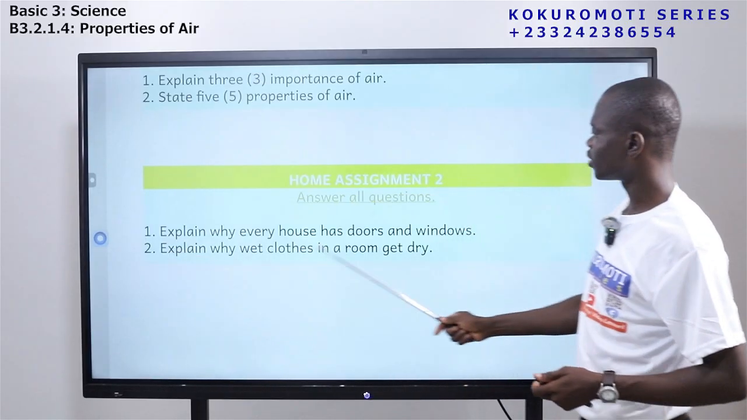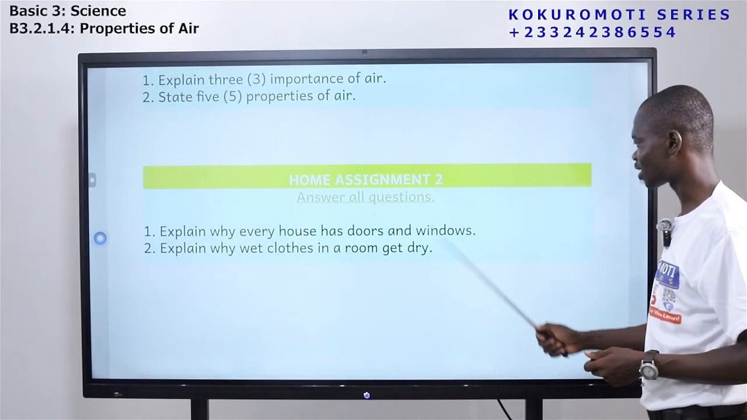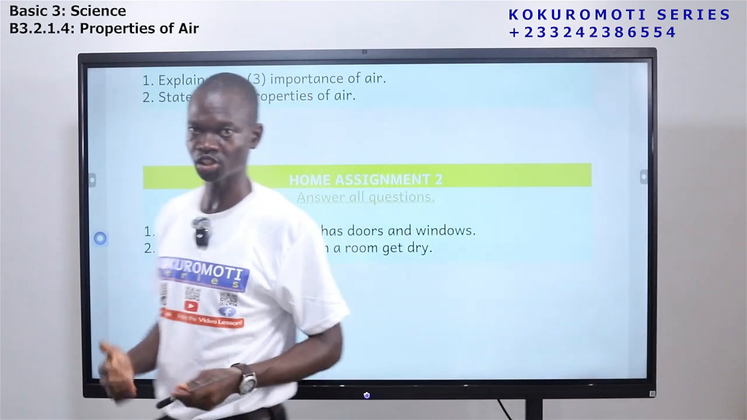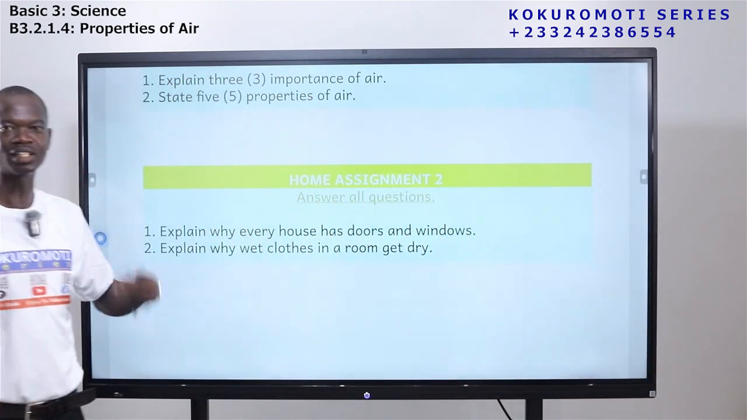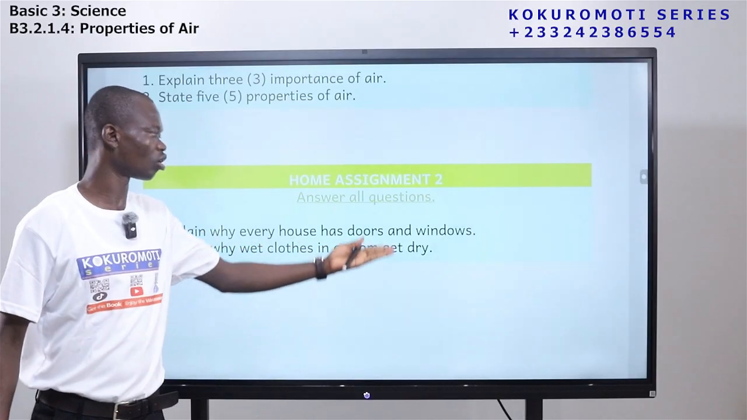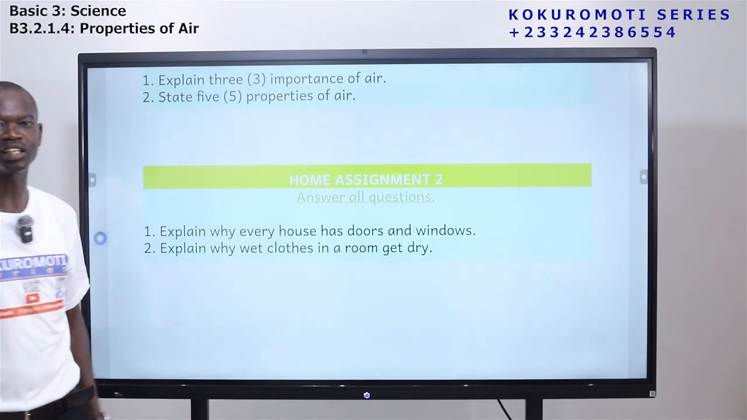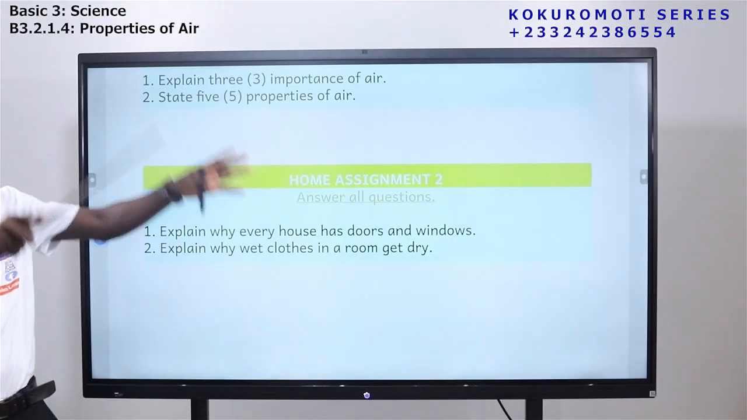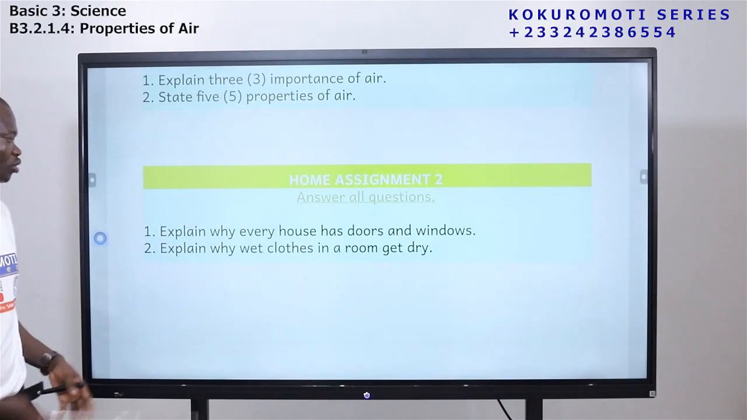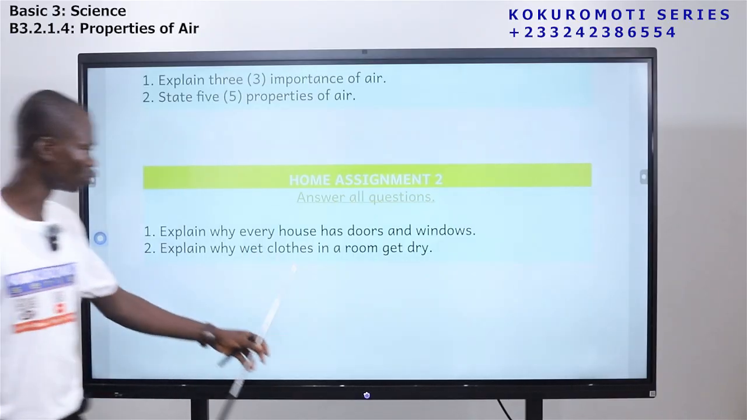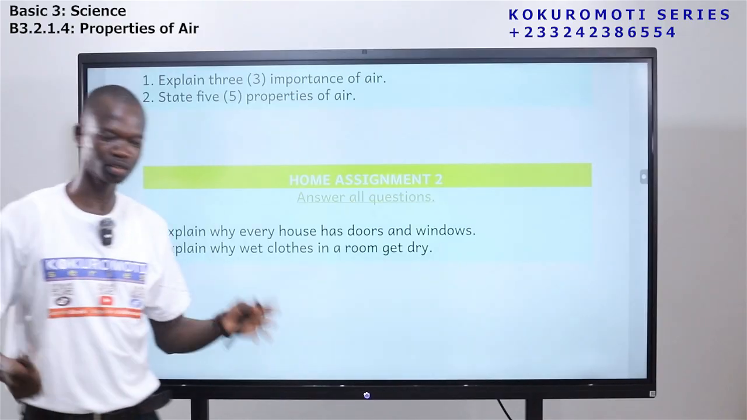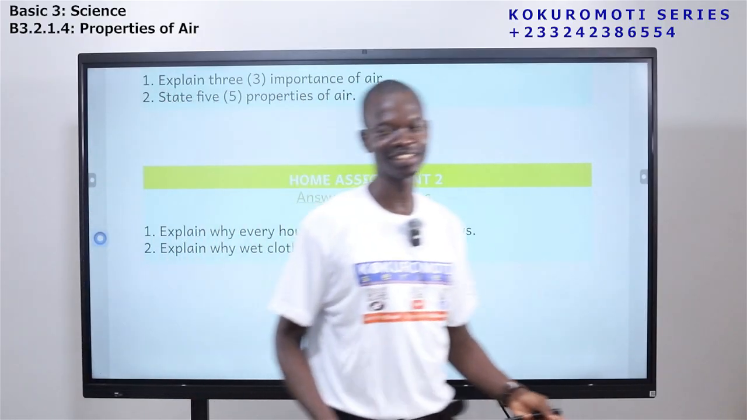Question 1. Explain why every house has doors and windows. So you know our questions are more of application. So you apply the knowledge that you have acquired. Why is it that every house has doors and windows? Why do you think in your room there are doors there, there are windows there? The house has doors and windows. Then explain why wet clothes in a room get dry.